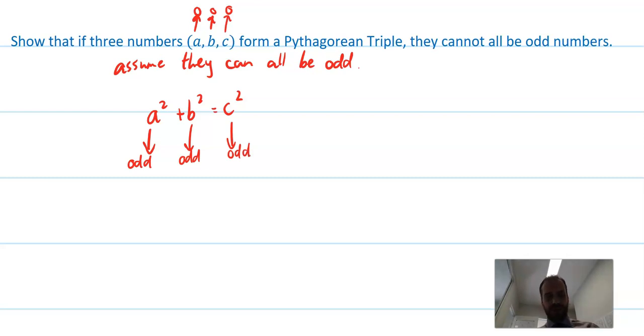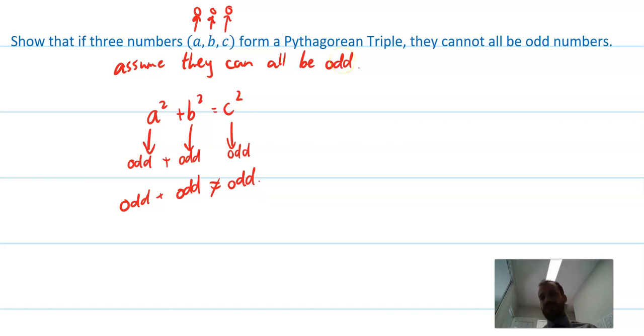Okay, but what's happening here? That's an odd number. We're adding it to another odd number. When you add two odd numbers together, you're supposed to get an even number. So an odd plus an odd cannot equal an odd. So we've got this contradiction happening here. Because an odd squared number plus an odd squared number cannot equal an odd squared number, then our initial assumption must be wrong.